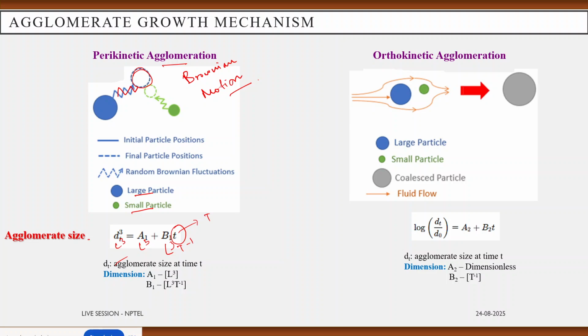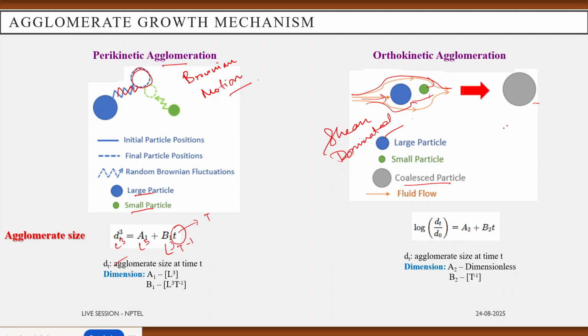Using this equation, we can calculate the agglomerate size for the perikinetic agglomeration. Whereas in the orthokinetic agglomeration, which is a shear dominated system, the larger particles and the smaller particles are in shear flow conditions, where they come closer to each other, collide, coalesce, and form the agglomerate.